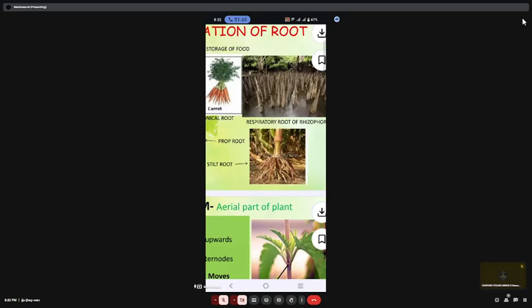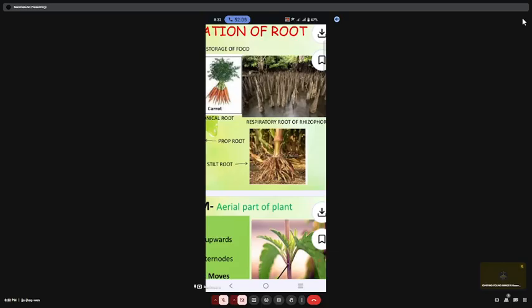Adventitious root system, what is it? Other than radical, the root which is grown is called adventitious root. Without radical, other parts, it can be leaf, it can be stem, any branches. From wherever the root forms, what is it called? Adventitious roots. Okay? Next point.